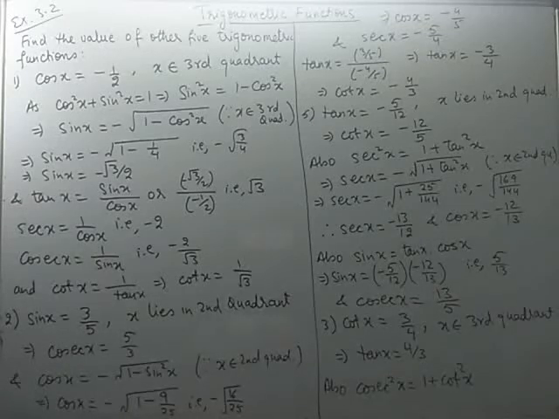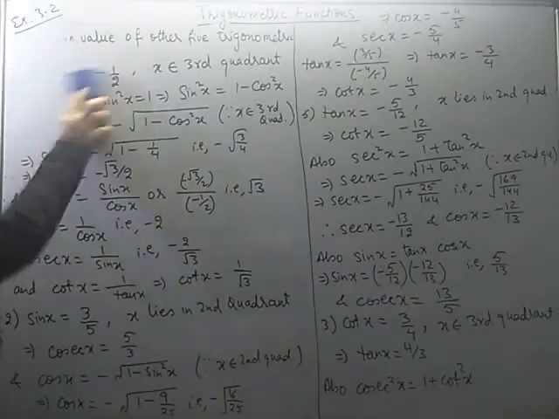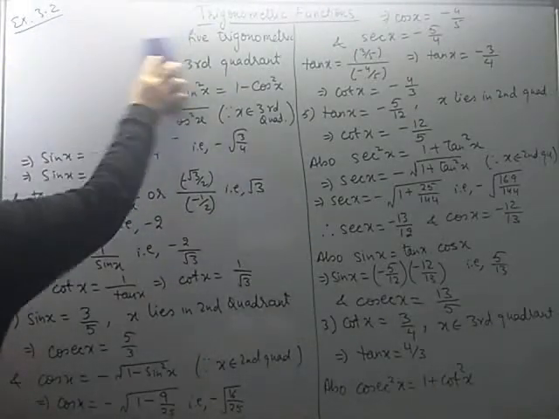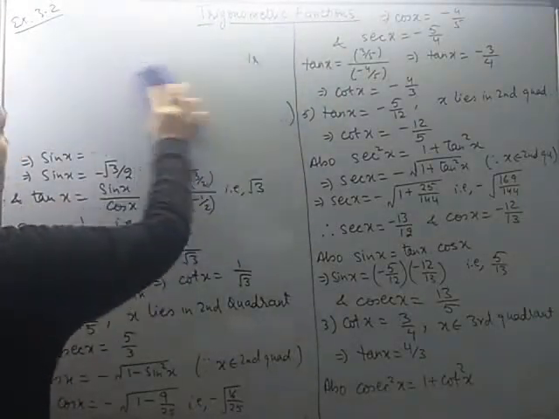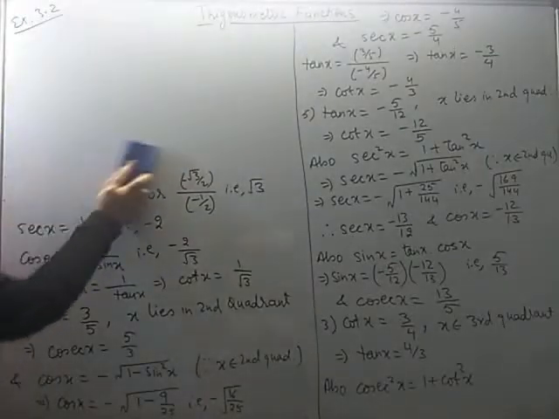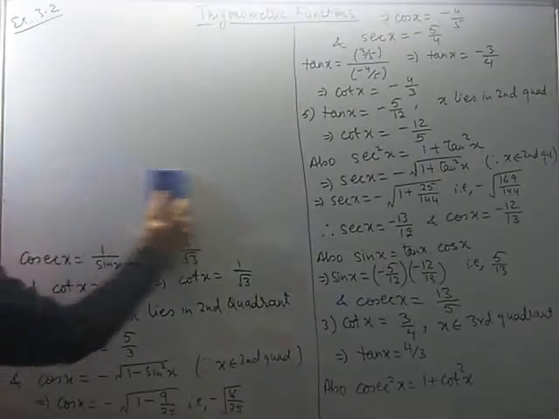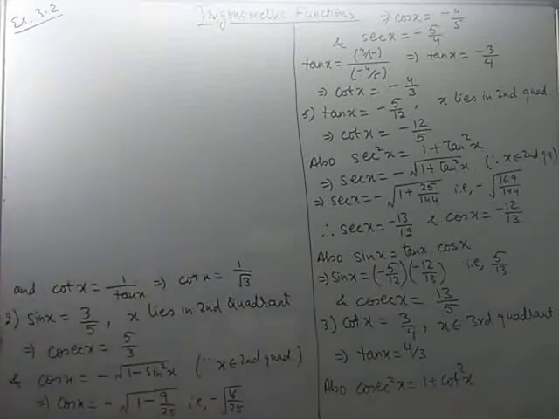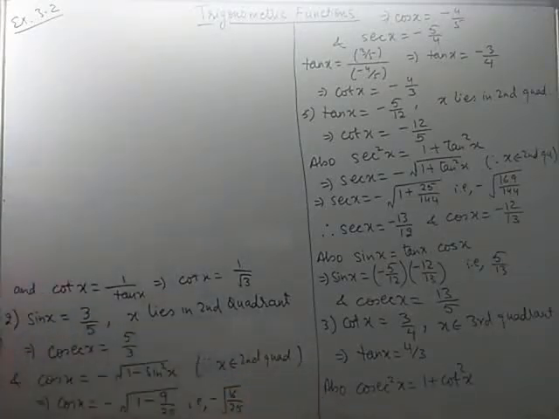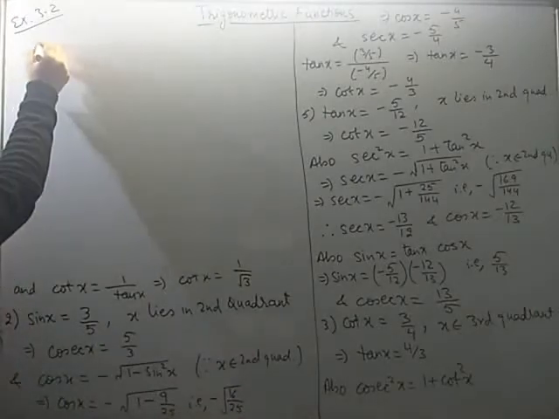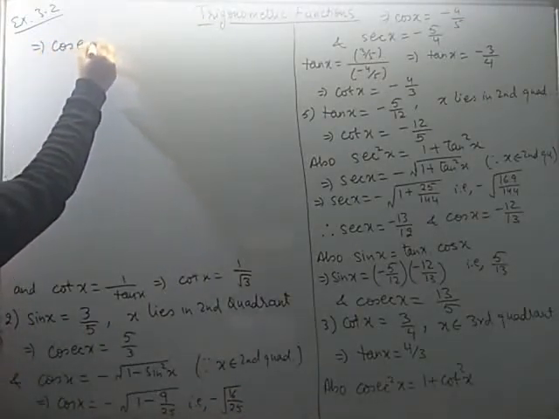Now moving on to the third one, which says cot x is equal to 3 by 4. Now think of the identity which relates cot x with the other trigonometric function. We have an identity that cosec square x is equal to 1 plus cot square x. So that is what we are going to use here. Now because cot x is given, tan x can be straight away written as 4 by 3.